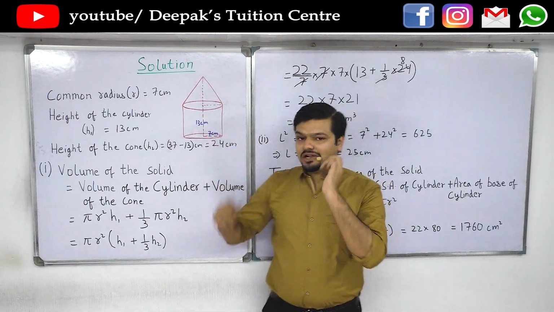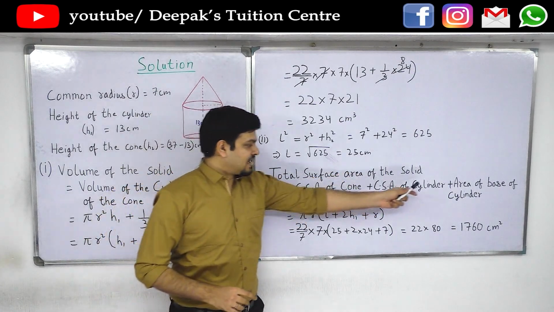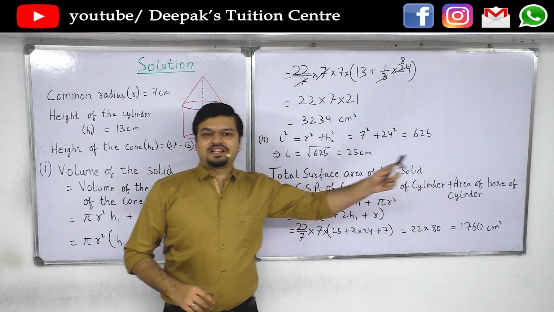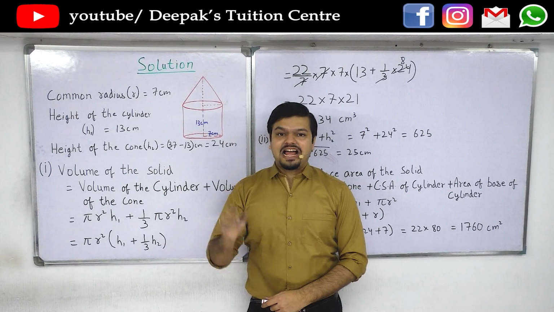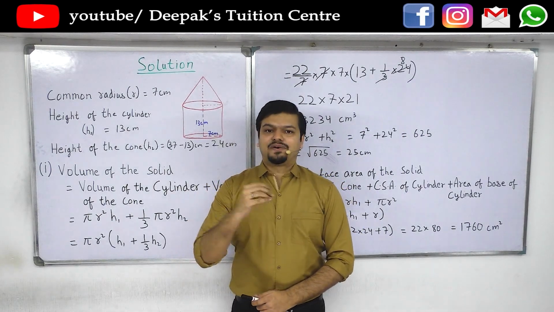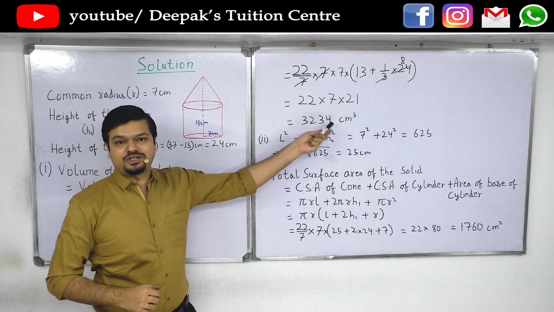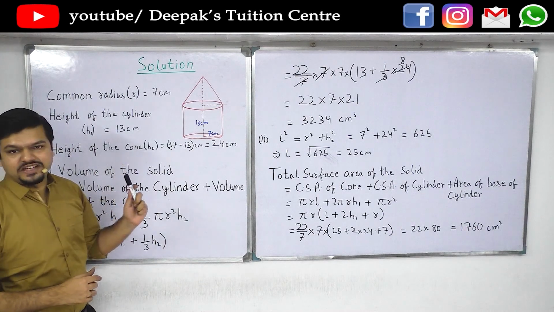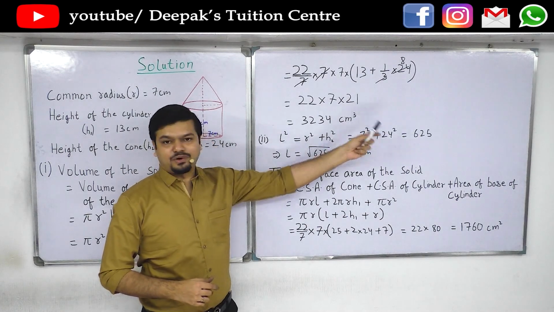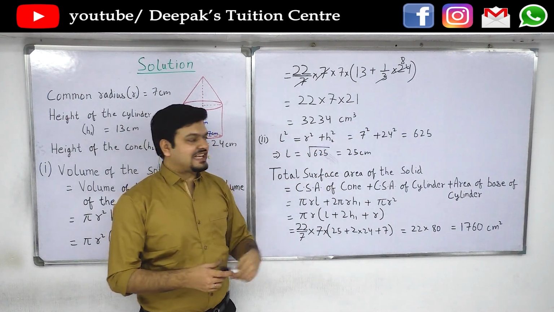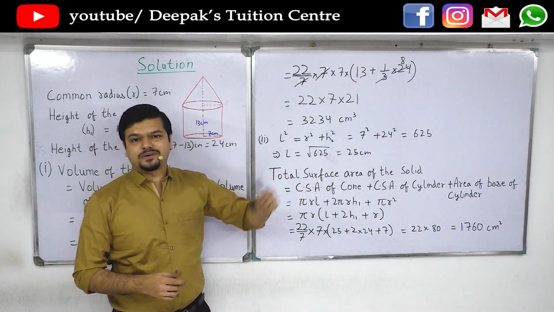So therefore the total surface area of the solid will be curved surface area of the cone plus curved surface area of the cylinder plus area of base of the cylinder. But to calculate curved surface area of the cone, the formula is pi r L and we have to calculate L, that is slant height, before going further. So I calculate L, the formula is L square equals R square plus H2 square, since H2 is the symbol for height of the cone. So R is 7 and H2 is 24. So therefore 7 square plus 24 square, that is 49 plus 576, that is 625. So therefore L is equal to square root of 625, that is 25 centimeter.